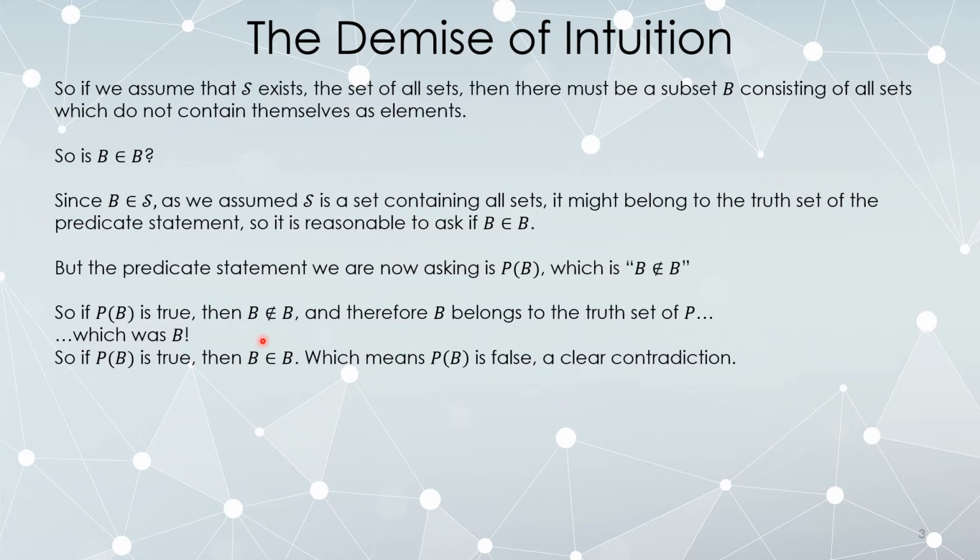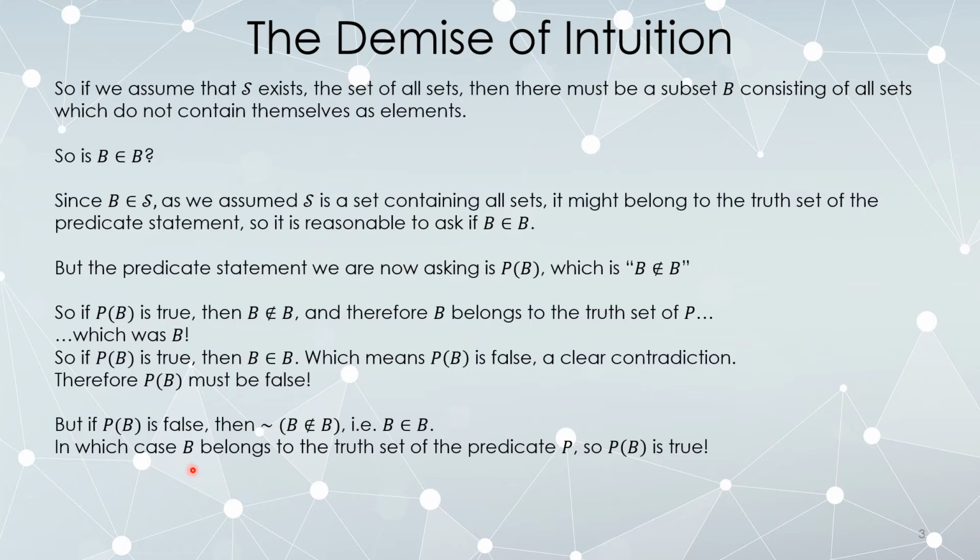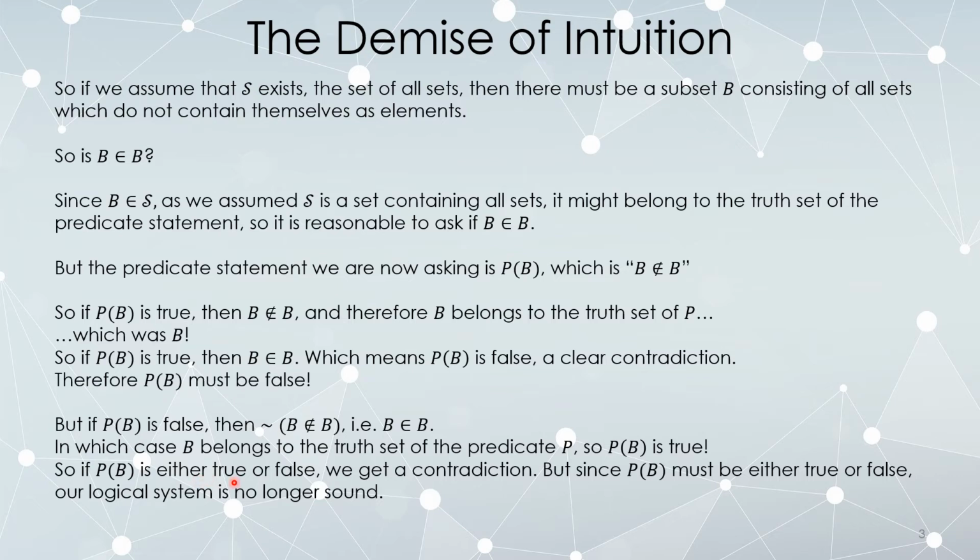But if B is an element of itself, then this predicate statement is false, which means that we're not in the set B. So this statement can't be true. If P of B was true, we end up in a contradictory circle. So P of B can't be true, therefore it must be false. But if P of B is false, it's not the case that B is not an element of itself, so it is an element of itself. In which case, B does belong to the truth set of the predicate, and therefore it's true. So P of B is either true or false. Either way, we get a contradiction. So it can't be true and it can't be false, but it has to be one or the other, and the logical system is no longer sound.